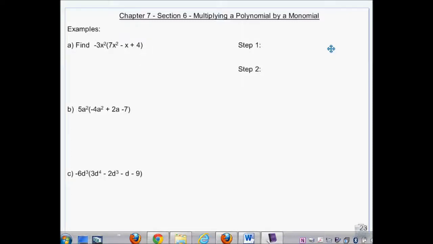So we're multiplying a polynomial by a monomial. So a multi-term by a single term. So first step.